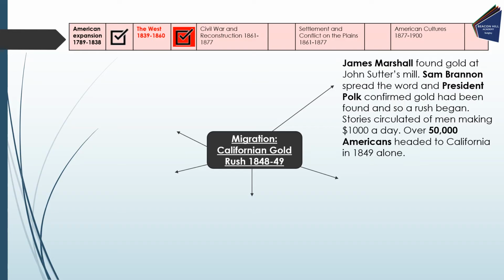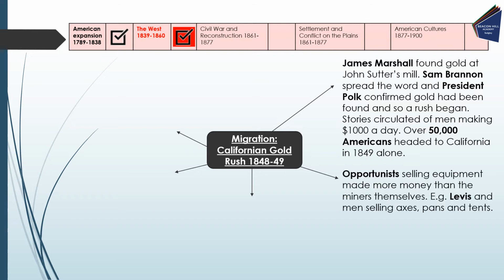So that statistic of 50,000 would be a really good specific to include in the exam. So we had some opportunists who were selling equipment that made more money than the miners themselves. So, for example, Levi's, who was selling jeans, and then we had men selling axes, pans and tents.